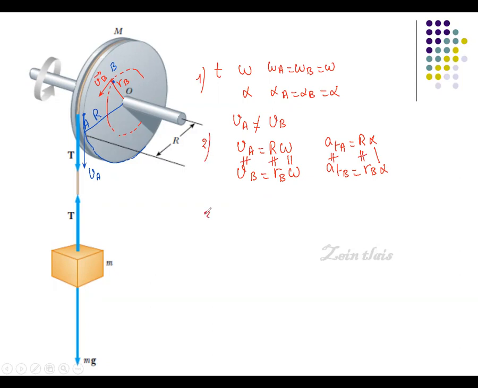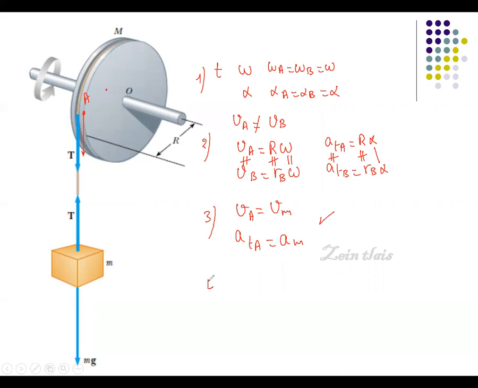The third point: you see here that the cord is passing at the point A. So the velocity of the point A is the same as the velocity of the cord, because it's passing through the point A. It's not through the point B. So here we can say simply that V of the point A equals V of the mass m, and A tangent of the point A equals A of m. This is a very important point.